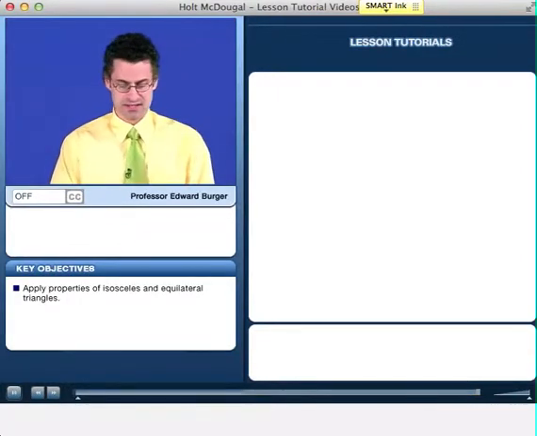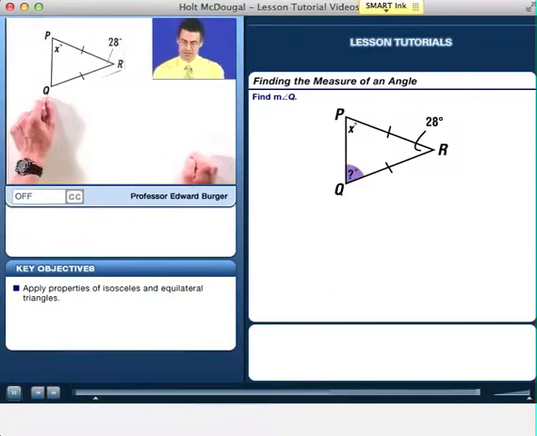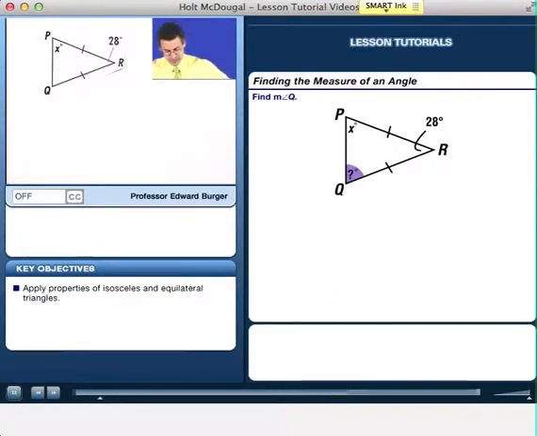Suppose someone gives us this little figure right here and says, can you figure out what the angle of Q is? What is its measure? So I want to find the measure for Q. Well, I don't know a lot of stuff.